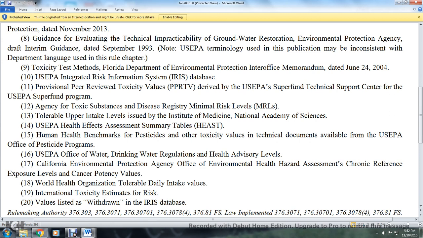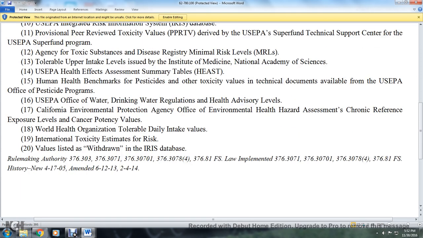Rulemaking Authority 376.303, 376.3071, 376.3078, 376.81, Florida Statutes. Law Implemented 376.3071, 376.3078, 376.81, Florida Statutes. History: New April 17, 2005, amended June 12, 2013, and February 4, 2014.